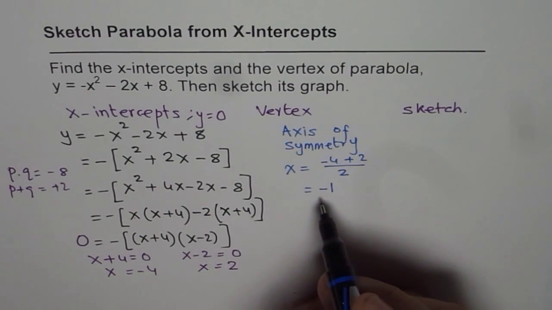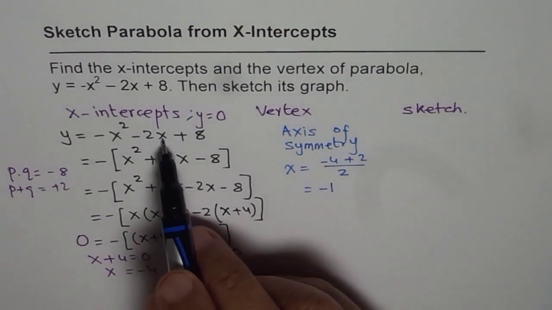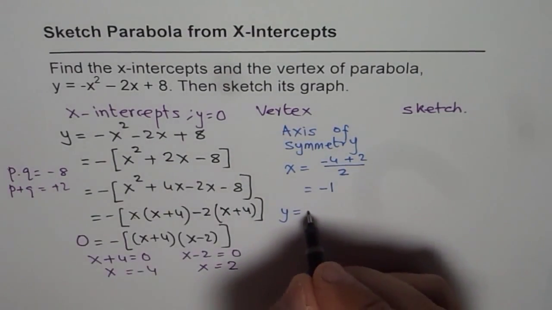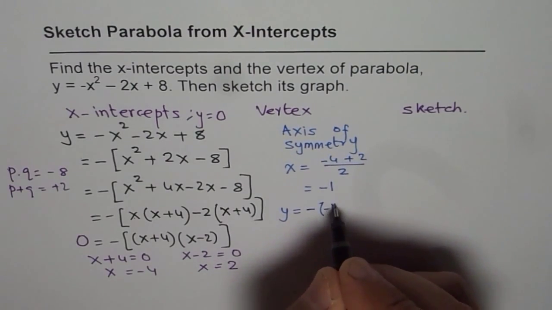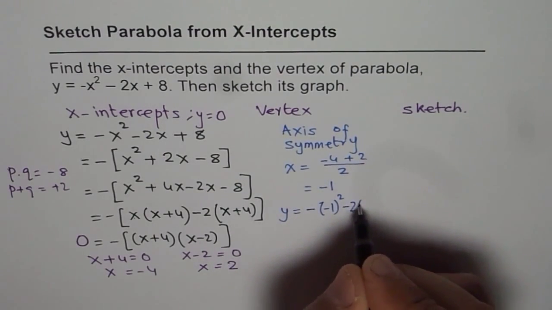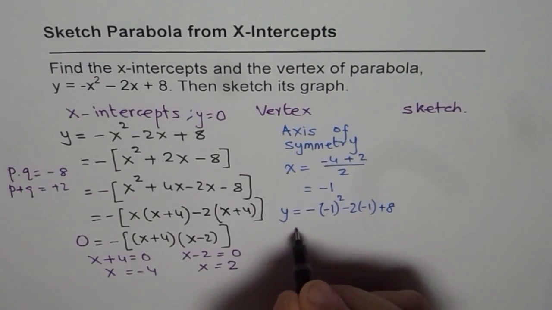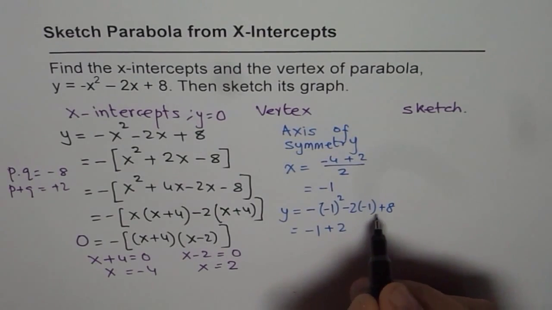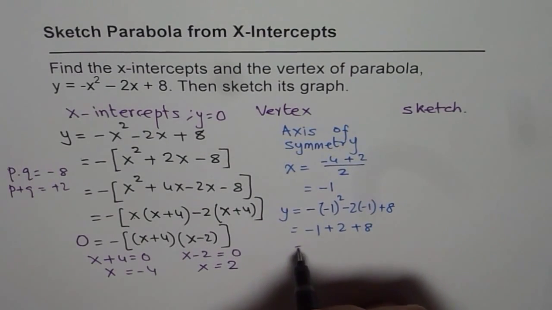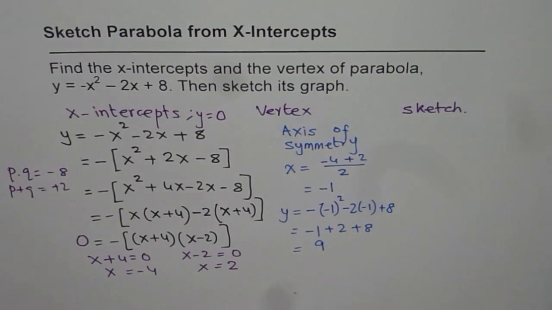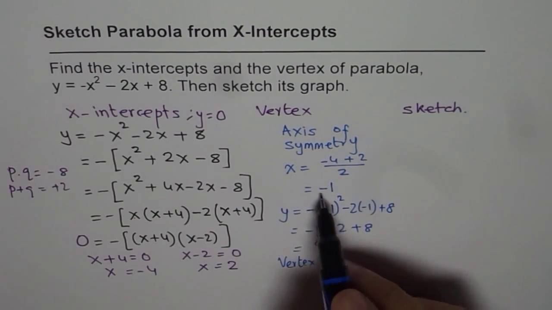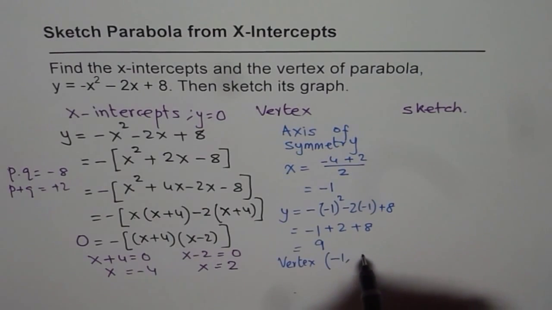To find the y value, we can always substitute this into the equation. So we get y = -(-1)² - 2(-1) + 8. That gives us -1, and minus and minus becomes plus 2, plus 8. So that is +9. We get 9 as the y value, and therefore the vertex is x = -1 and y = 9.